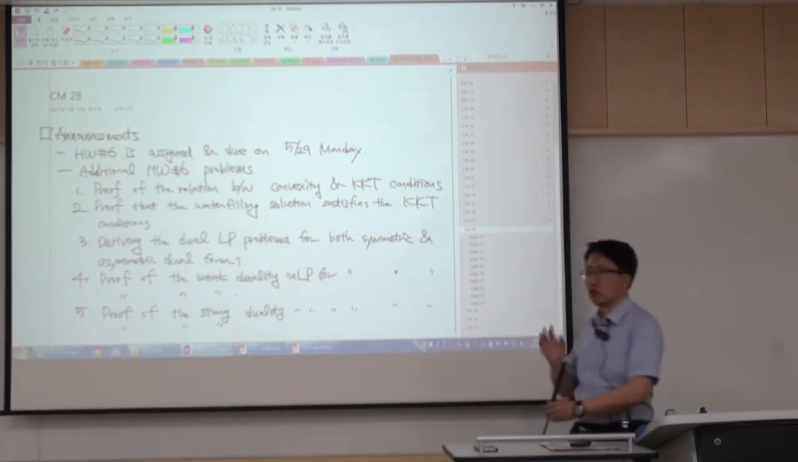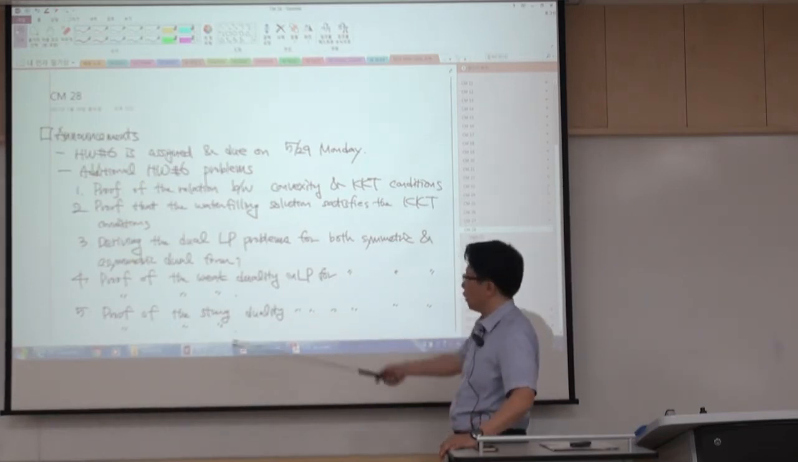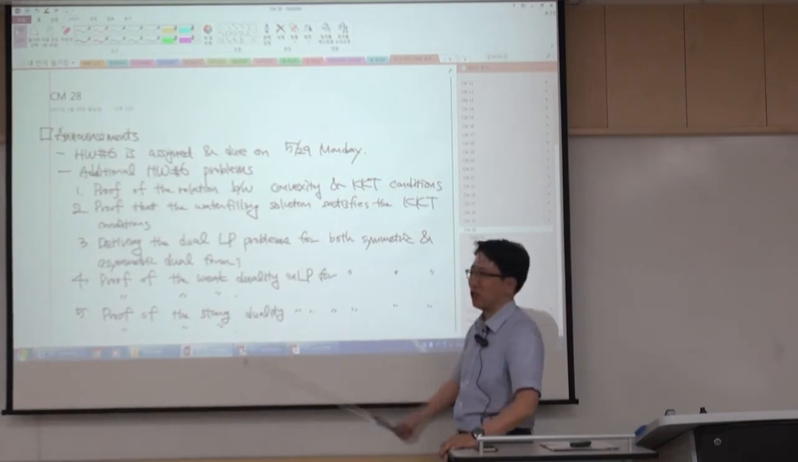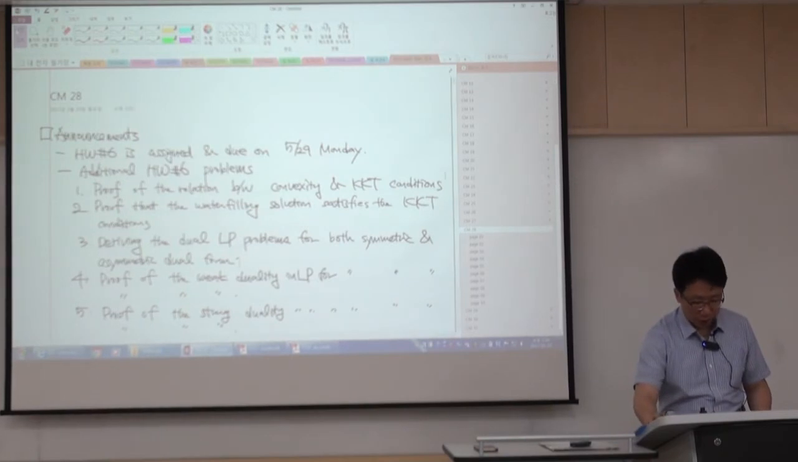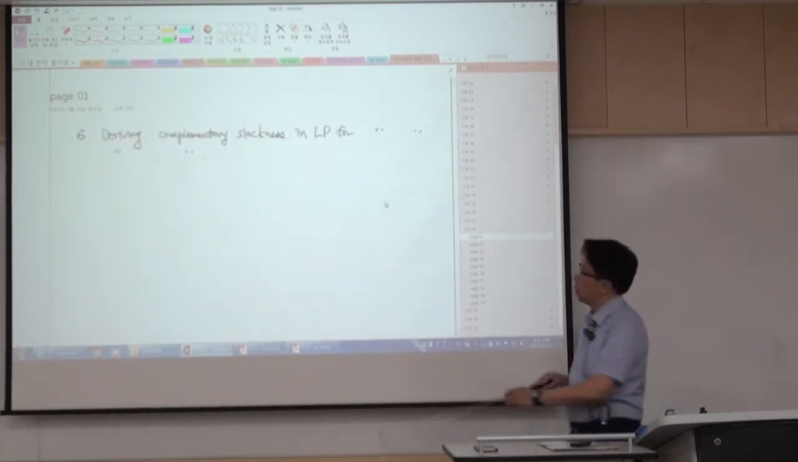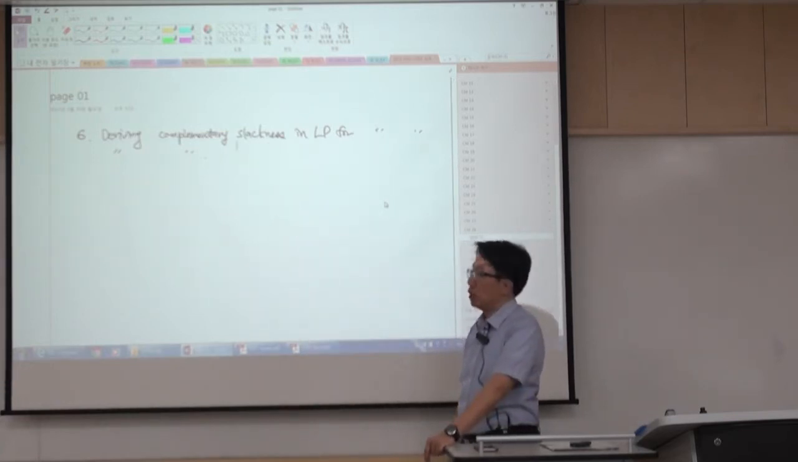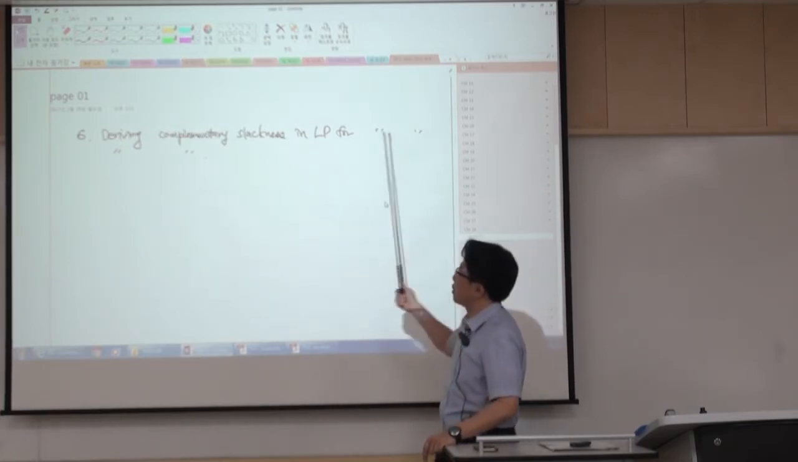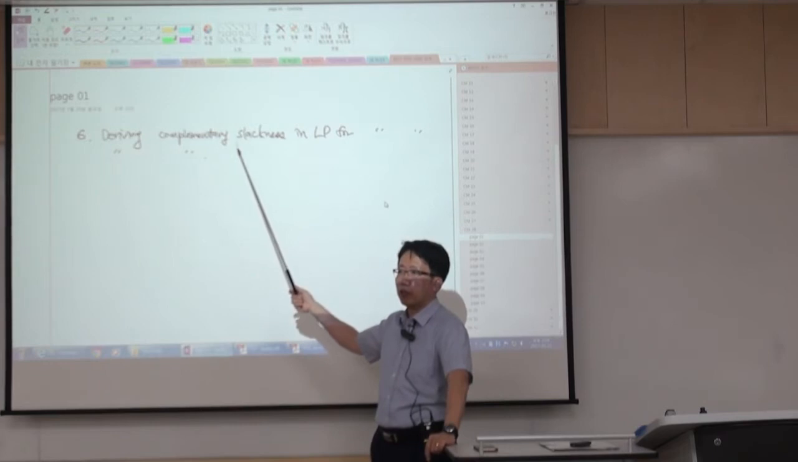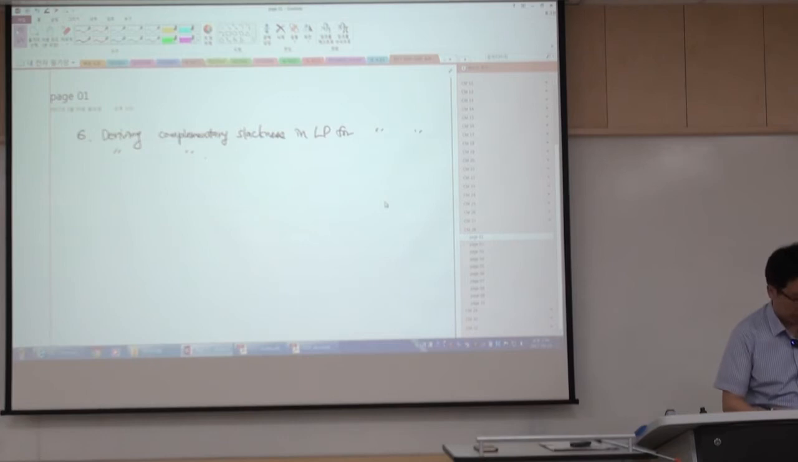So what I'm saying is do not use the result for the general weak duality, and do not use Slater's constraint qualification here. Got it? Okay. And for the sixth one, we are going to show the complementary slackness in linear programming for symmetric form. You also do that for asymmetric form. That's very easy, actually. So these are the homework 6 problems.